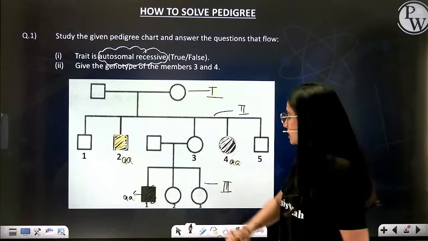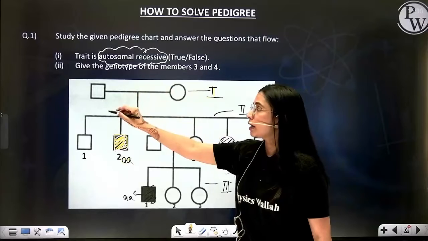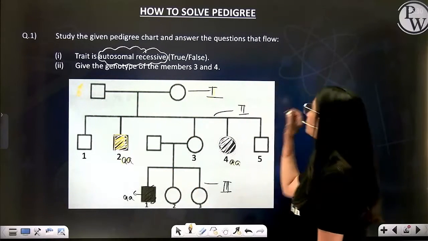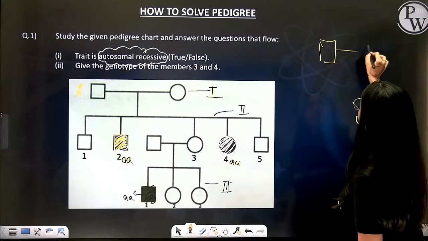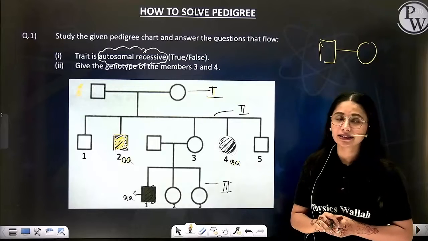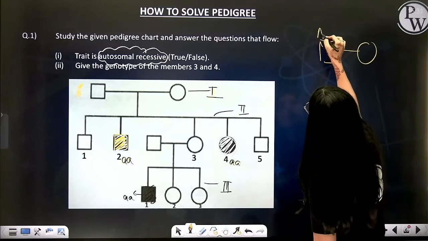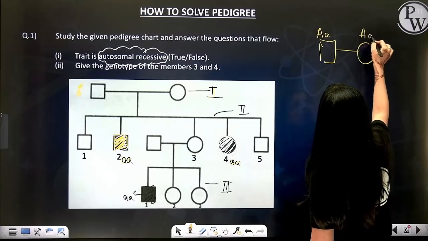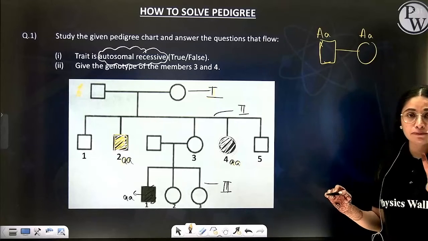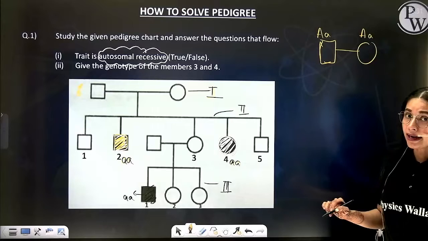Now, in the first condition, beta, you see in the first generation, this is the father and this is the mother. Here, both mother and father are normal. They can be carriers, but they themselves are not showing the disease. So suppose both are heterozygous for the trait. Two genotypes are possible, either homozygous dominant or heterozygous dominant.